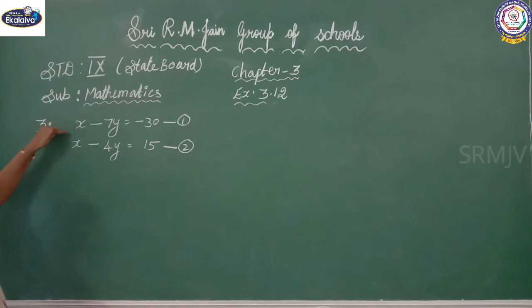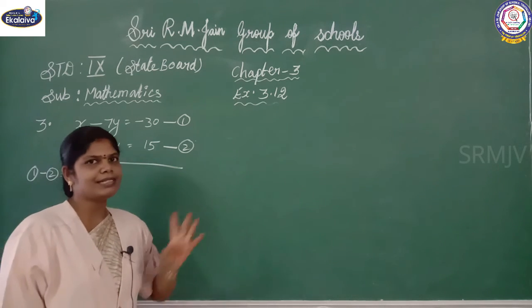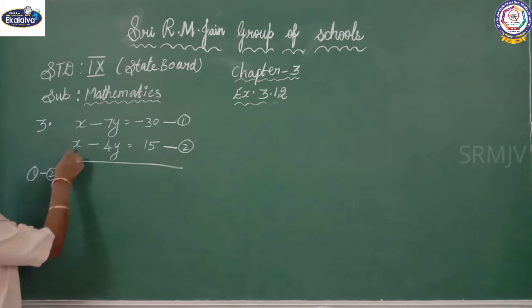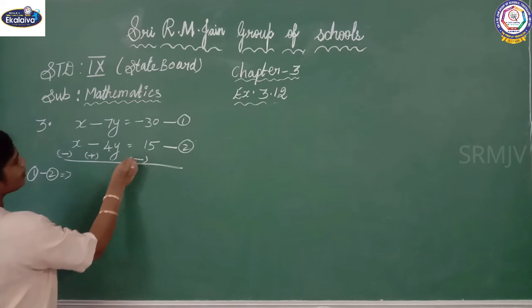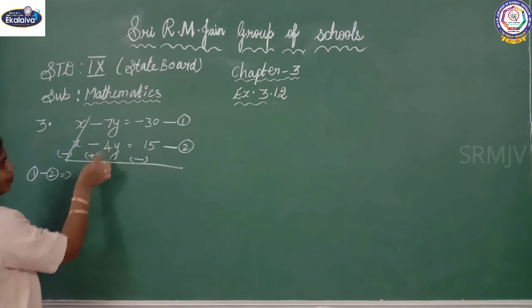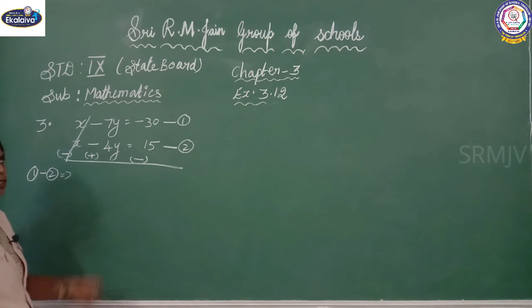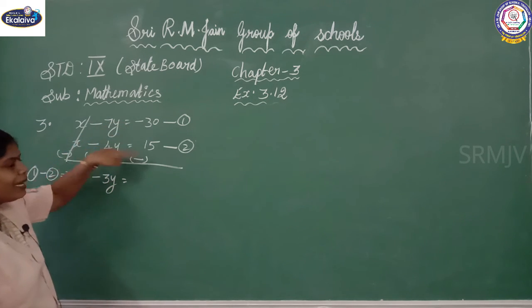Okay. See here, the coefficients are same. So I am going to subtract this. First equation minus second equation. If you want to subtract, what do you need to do, children? We need to change the sign of the second equation. Okay. So here minus, plus, minus. So X minus X cancel. Minus 7Y plus 4Y. What will you get, children? Minus 7 plus 4, minus 3Y equals minus 30 minus 15.